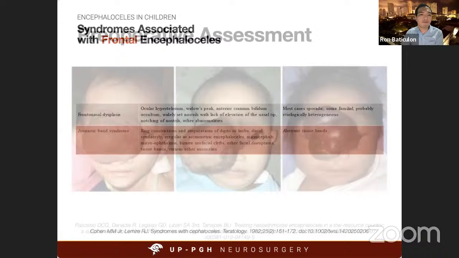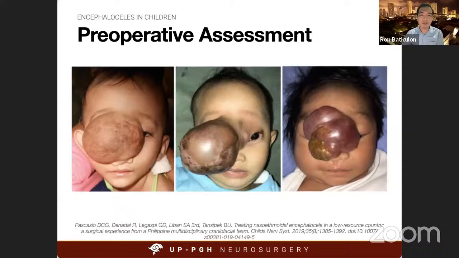So what do you do when you see these patients in clinic? How do you actually assess them? These are patients we've seen at the Philippine General Hospital. We published our series in Child's Nervous System. My colleagues published our series a few years ago. So what you see here, how do you evaluate them?